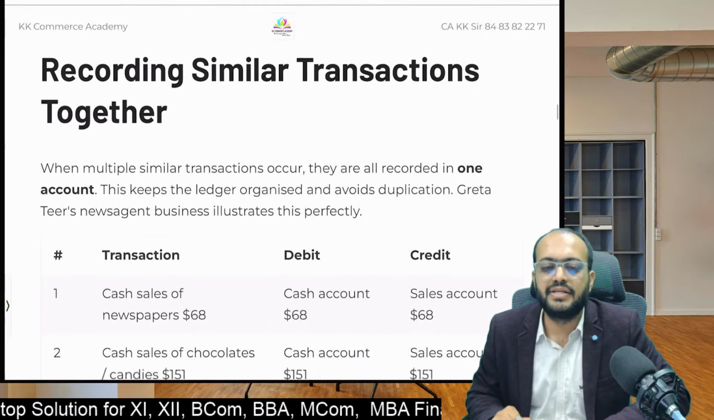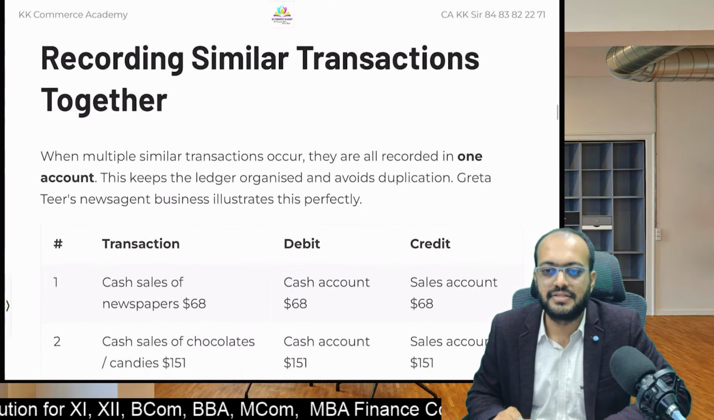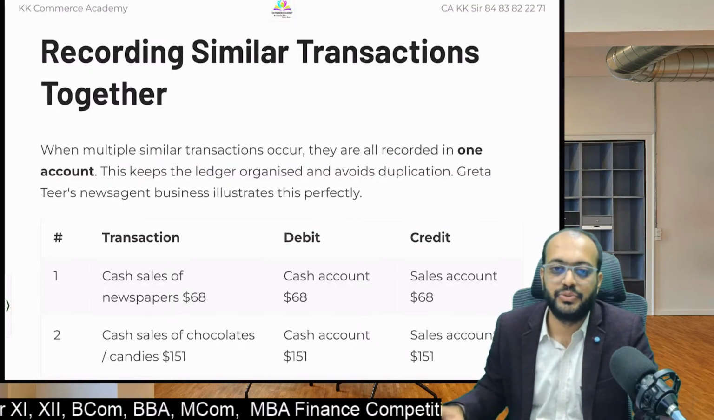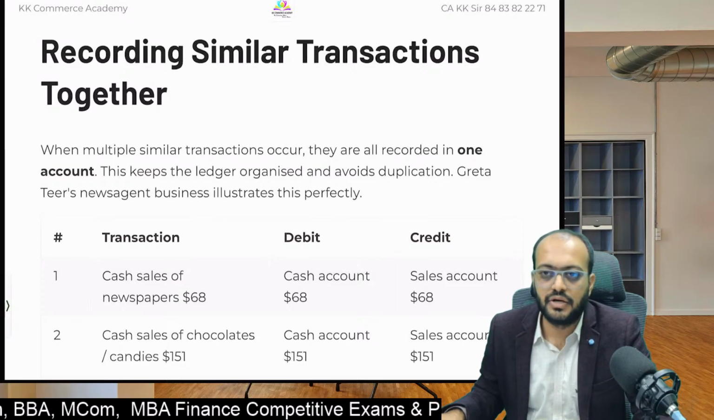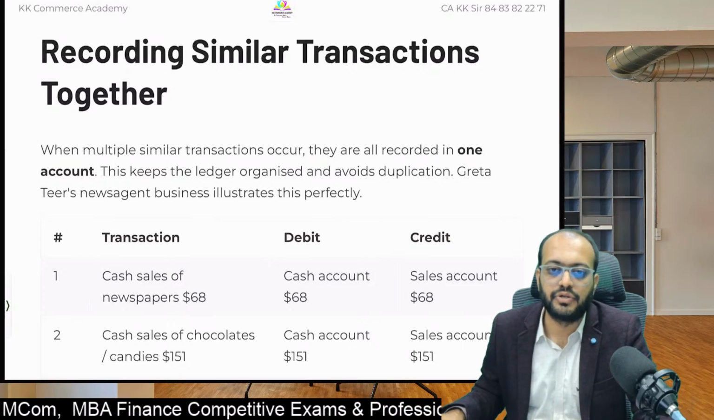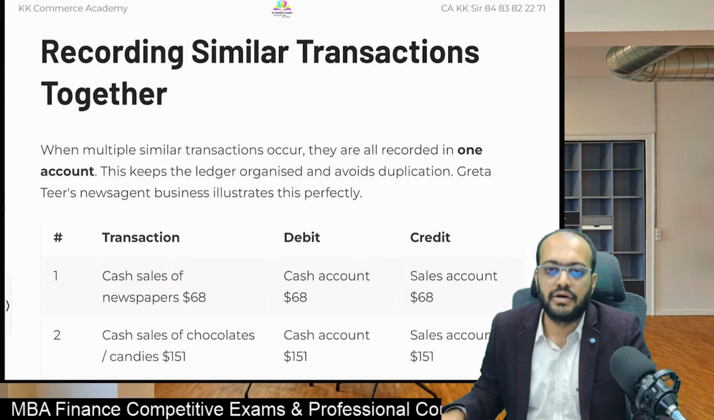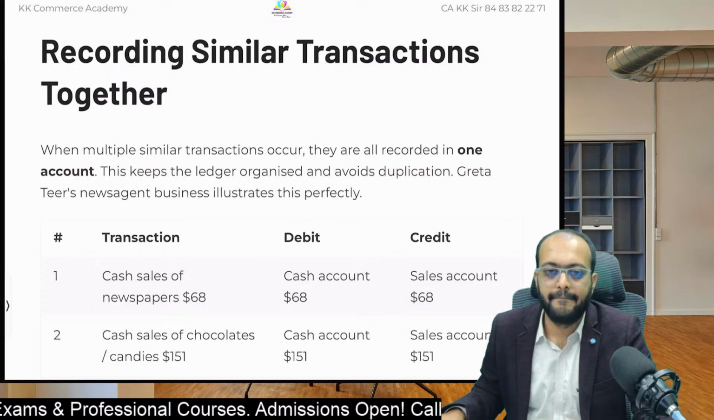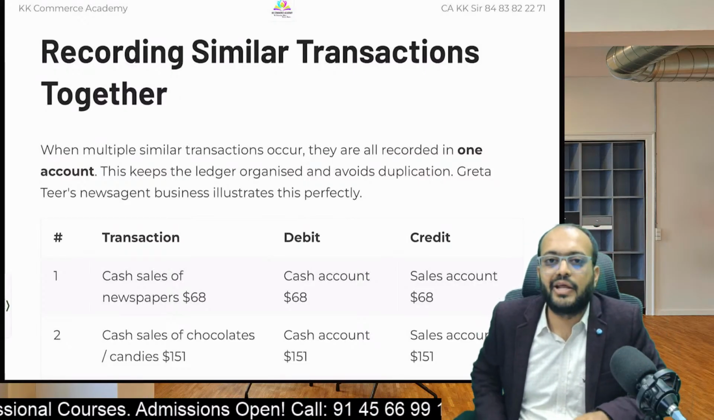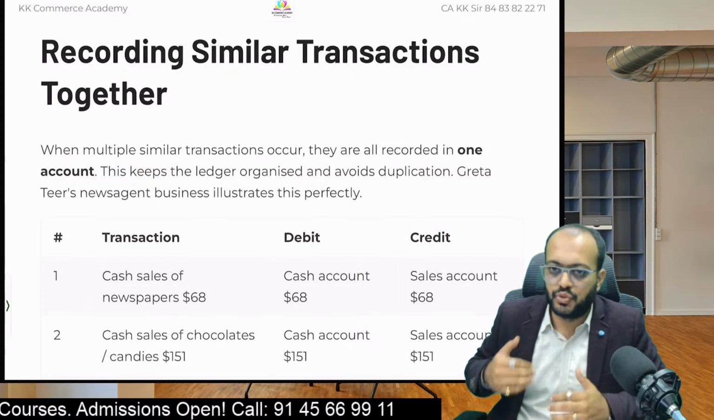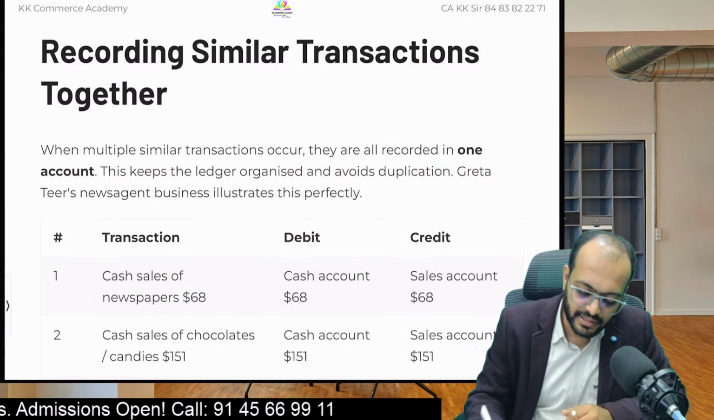Now, recording similar transactions together. So students, recording the similar transactions together, we'll solve one more question. I think we have 10-15 minutes more. As much as possible, it depends on your response also. Okay, so students, now what is meant by recording similar transactions together? So let's see the meaning exactly.